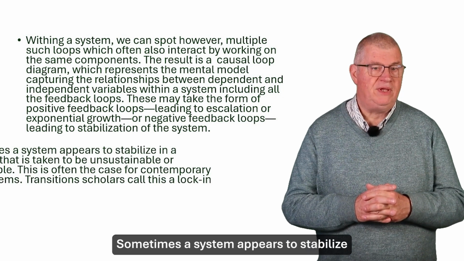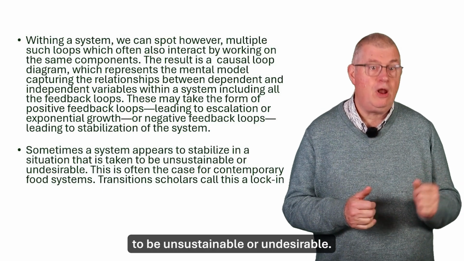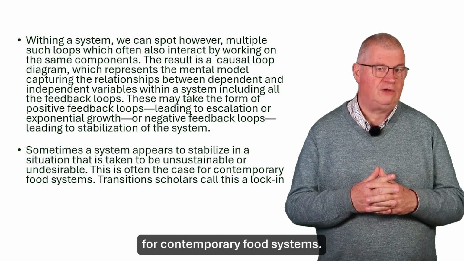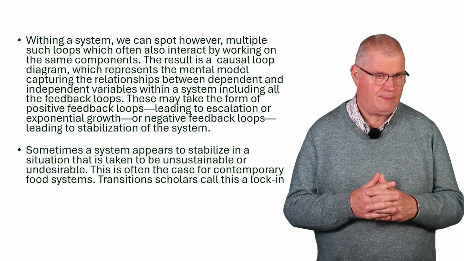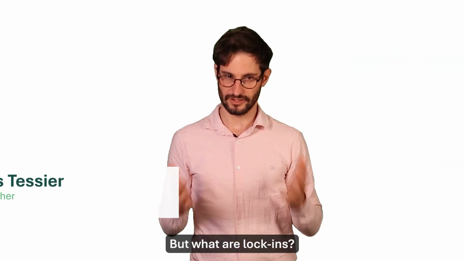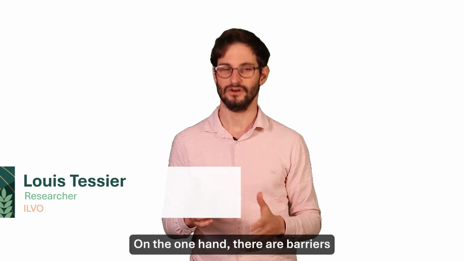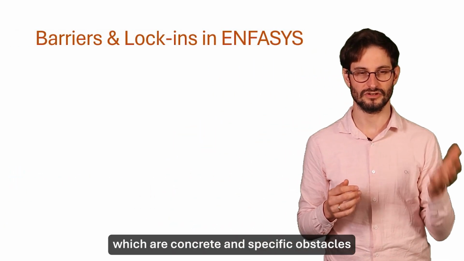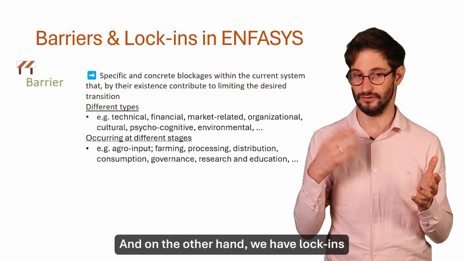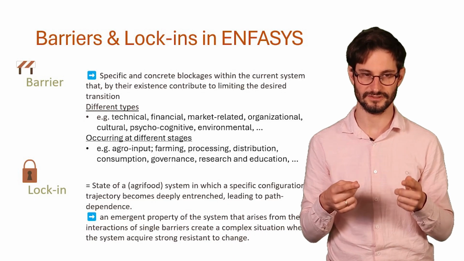Sometimes a system appears to stabilize in a situation that is taken to be unsustainable or undesirable. This is often the case for contemporary food systems. Transition scholars call this a lock-in. But what are lock-ins? In Emphasis, the concept of lock-in is built on two definitions. On the one hand, there are barriers, which are concrete and specific obstacles that actors face to change their ways. And on the other hand, we have lock-ins, which emerge out of the interaction of multiple barriers.